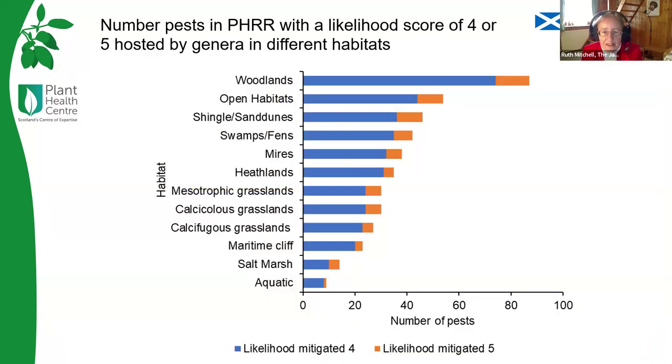And this is where those pests could be hosted. So this graph shows the broad habitats that are listed in the NVC and the number of pests that could be hosted by plants in those different habitats, split down by the likelihood as to whether they're four or five, so the two highest categories. And you can see that woodland and open habitats and shingle and swamps are quite high, whereas habitats such as calcifugous grasslands and aquatic habitats are much lower.